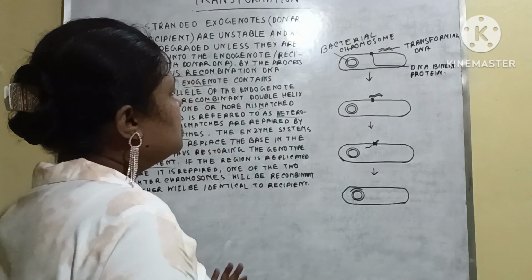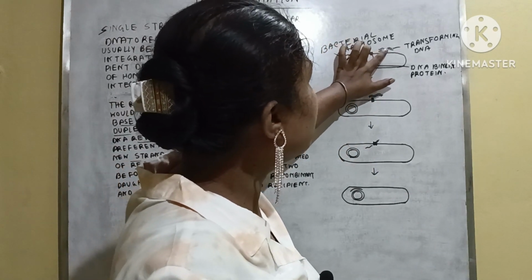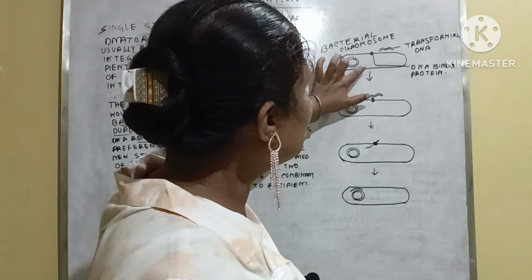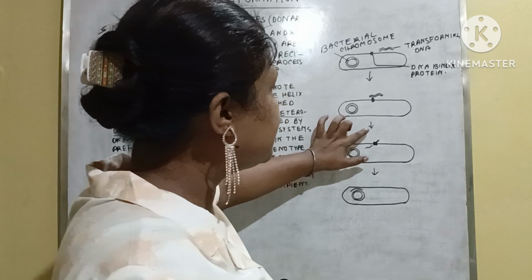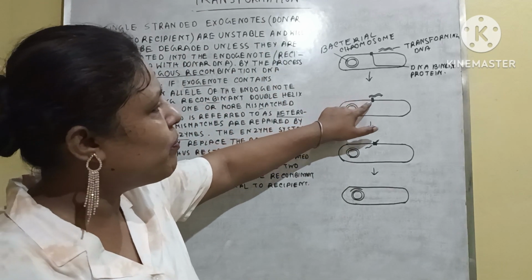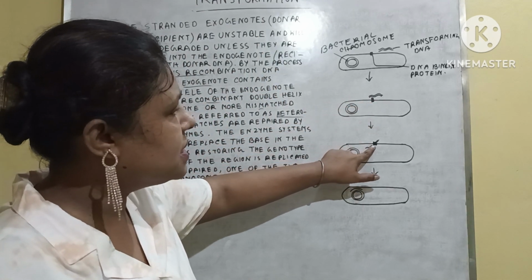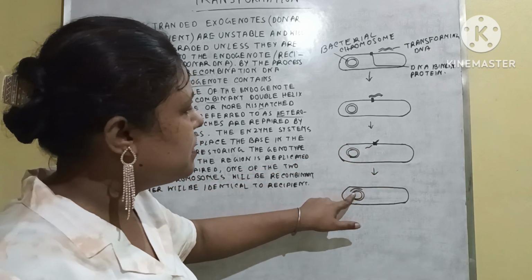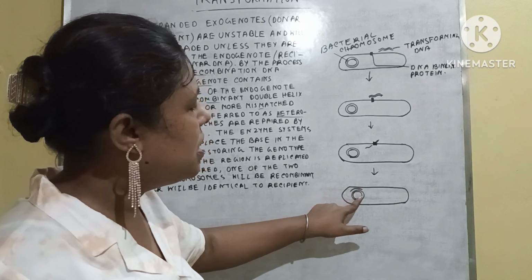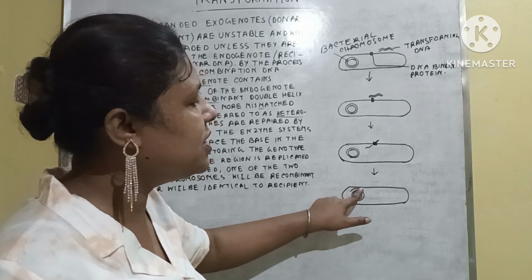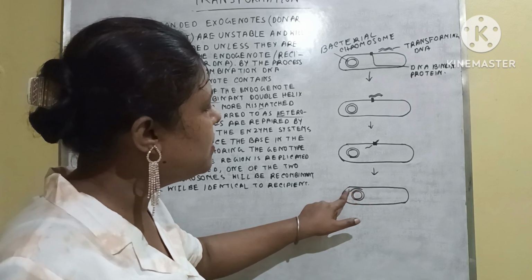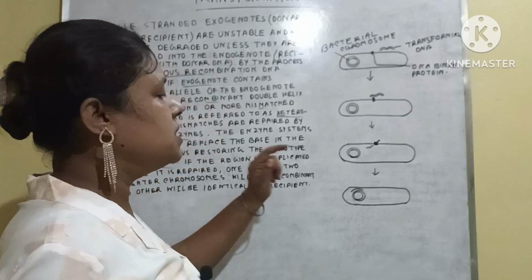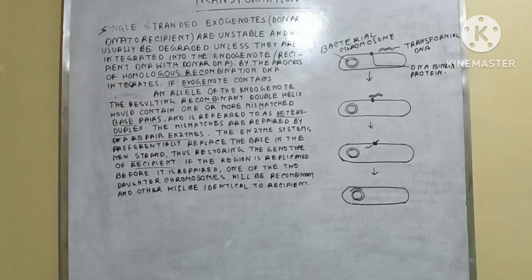So this is the protein where the transforming DNA binds for entering into the bacterial cell. You can see the DNA trying to bind with this protein, and after that the transforming DNA enters the bacterial cytoplasm. Here, just before the start of recombination, is the position of the transforming DNA and the bacterial or recipient DNA. Clear? So this is the process of transformation.